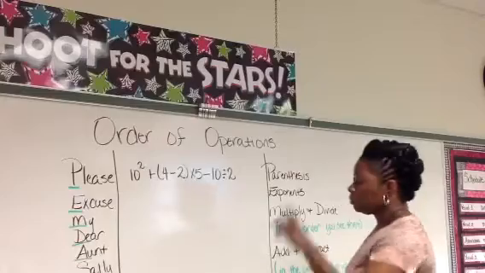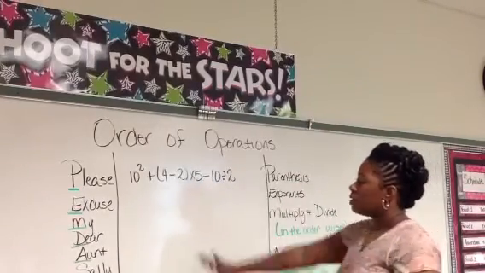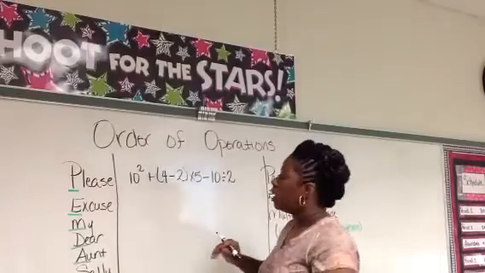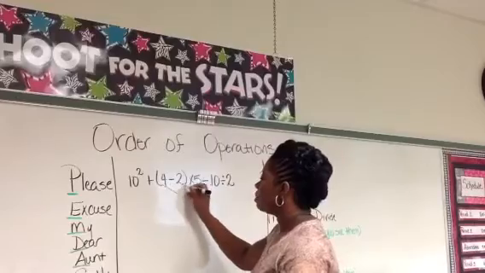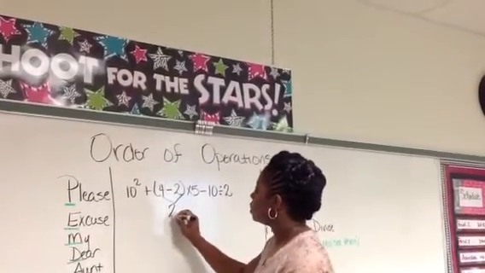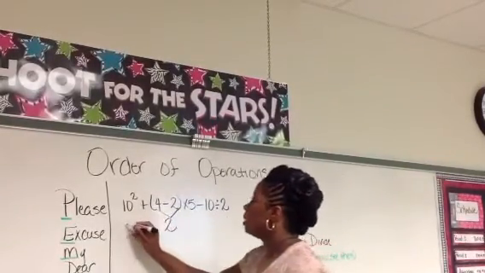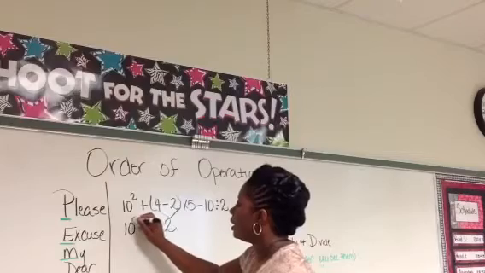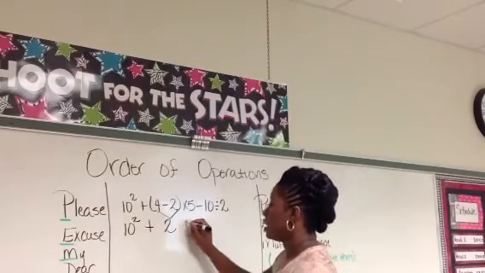All right. Step one, the P in please stands for parentheses. So I've got a set of parentheses right here. And what I'm going to do there is find the answer to what's inside the parentheses. 4 minus 2 is 2. Now, remember we talked about bringing everything down, making sure that we rewrite that entire number sentence around the answer that we just got.